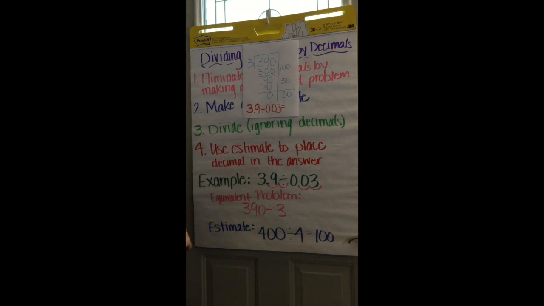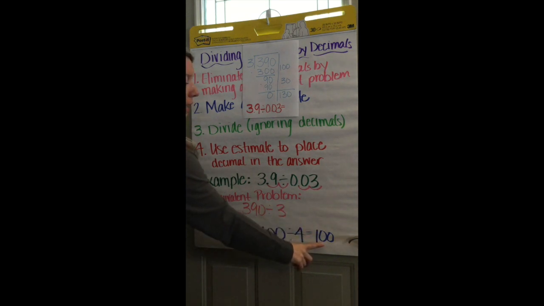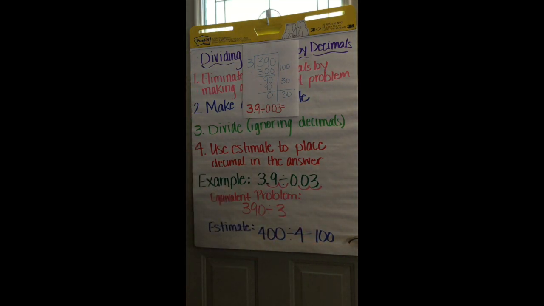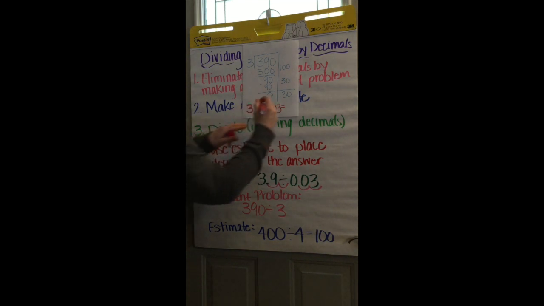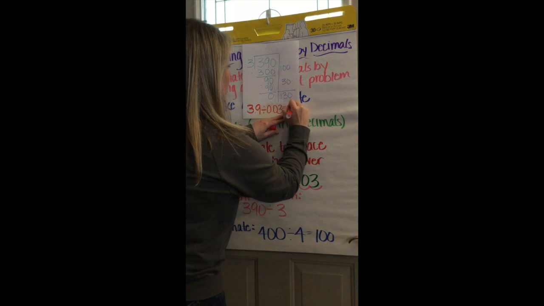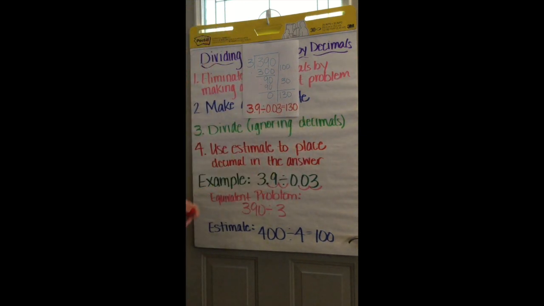Step number 4 says use your estimate to place your decimal in the answer. Well, my estimate was 100. So that means that for 130, I don't need to place a decimal in that answer. 130 is my actual answer for my original problem of 3 9/10 divided by 3/100.